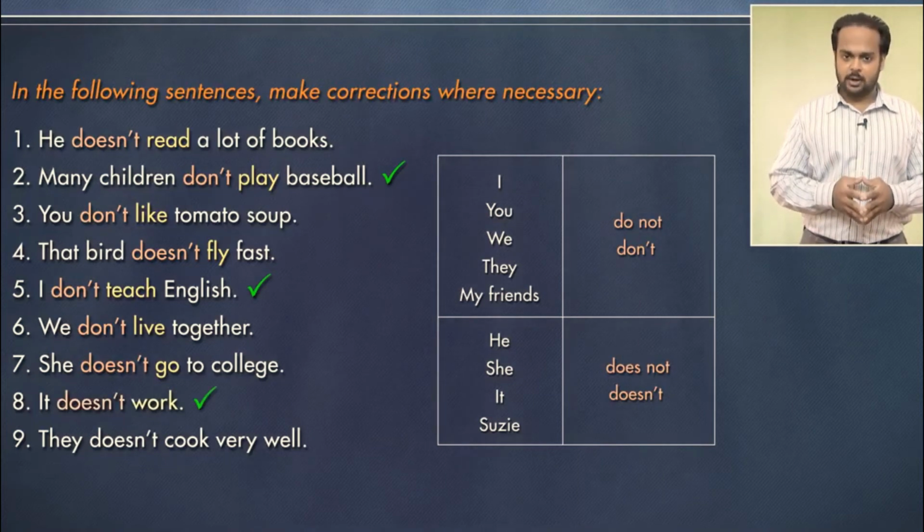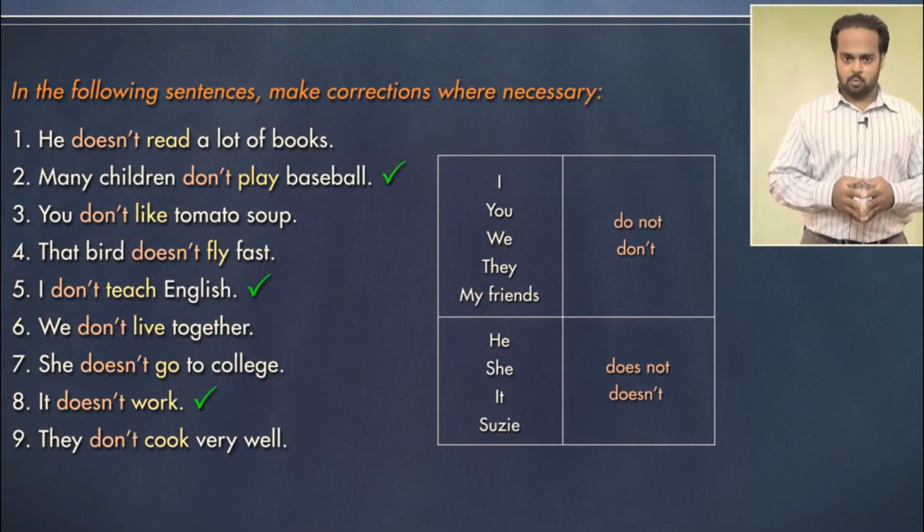Number 8 is correct. It doesn't work. Finally, number 9 is wrong. For they, you need don't. So they don't cook very well. Alright, let's now move on to the final topic in this lesson, and that is the special case of the verb be.